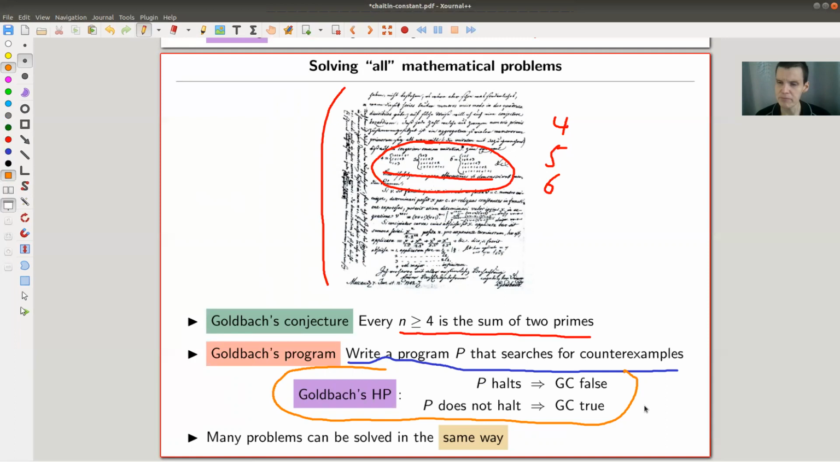Of course, you can phrase many problems in mathematics or in real life as such a question: write a program that searches for counterexamples, and you want to decide whether this program stops or not. If you could decide that, you would have solved the problem, which is a pretty cool way of doing it. Spoiler: it doesn't really work, but it would be a pretty cool way of proving those theorems, right?